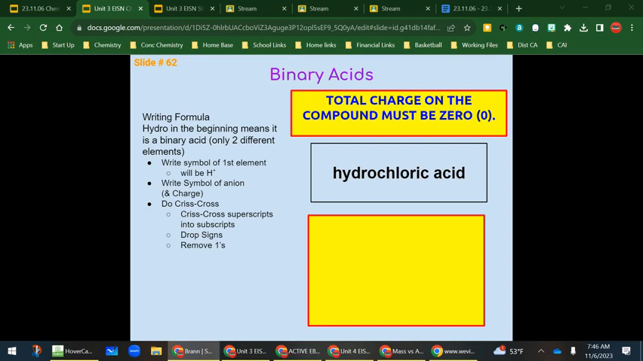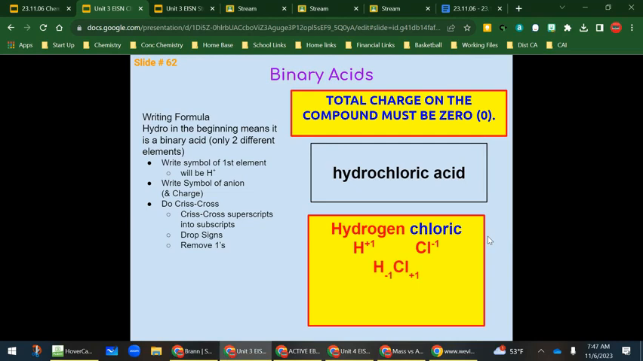We write the symbol of the first element, which will always be hydrogen. It will always be a +1. We write the symbol of the anion and its charge. So what is the anion here? What does chlorine sound like? Chlorine. So this is hydrogen and this is chlorine put together. Hydrochloric means hydrogen and chlorine.